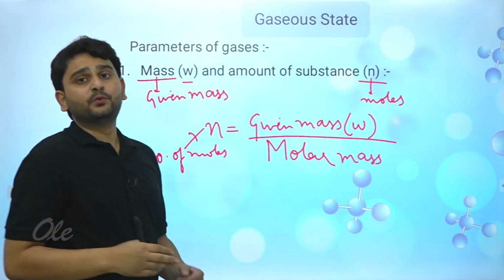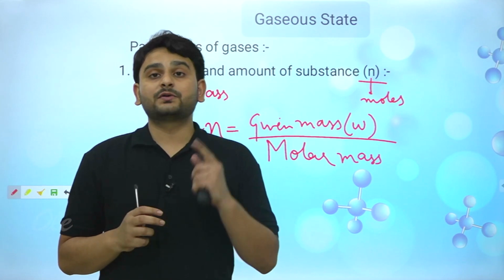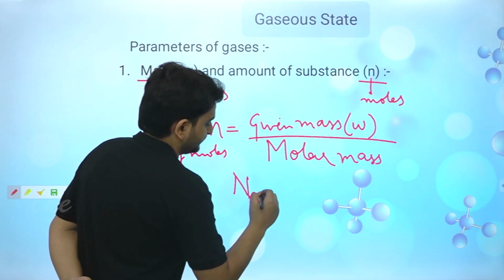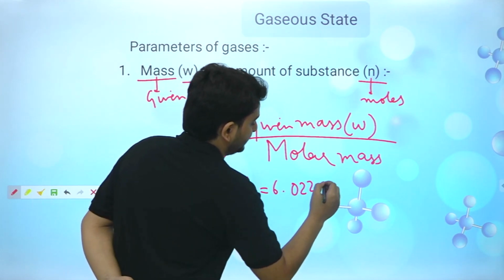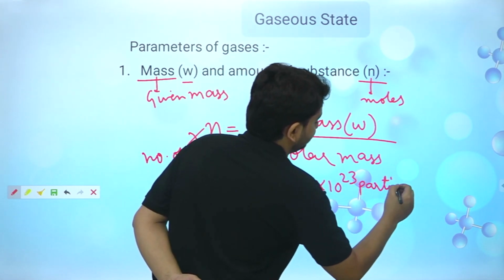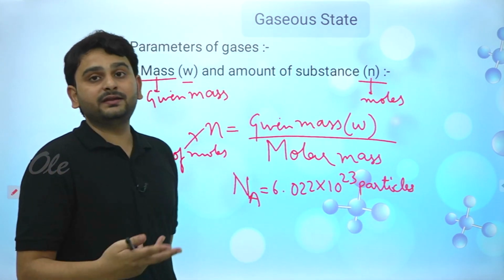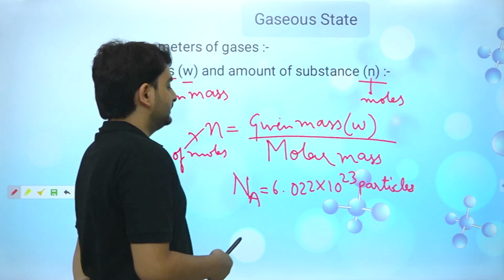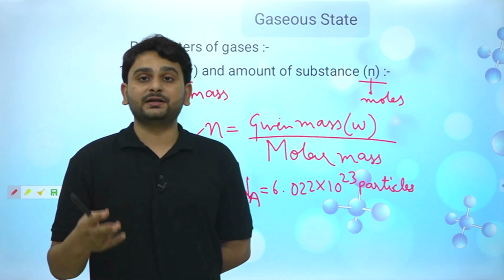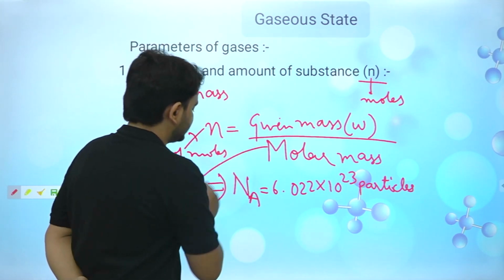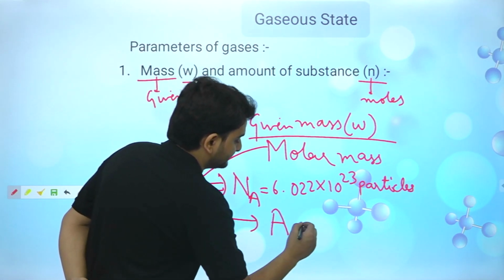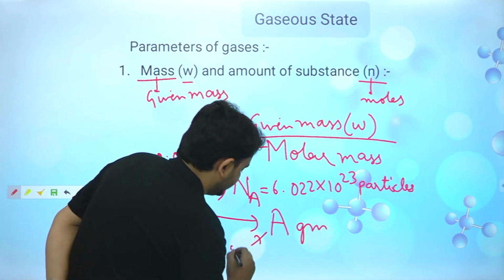What was molar mass? Molar mass was the mass of 1 mole of a substance. 1 mole was 6.022 into 10 to the power 23 particles. The particles could have been anything; in chemistry, generally atoms, molecules, and ions. So whenever we are talking about moles, we are talking about 6.022 into 10 to the power 23 particles. The next thing, this molar mass, as you might remember from our previous lectures, is A grams, where A is the mass number.